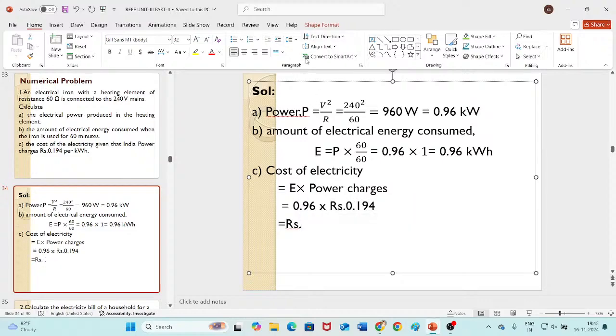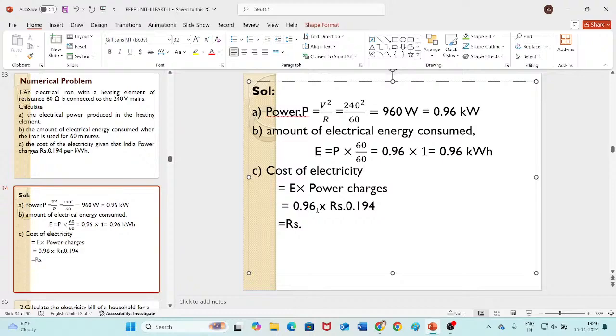So E is equal to P into energy consumed is power into time of operation, which is 60 minutes. So 60 by 60 you will get 1 hour. 0.96 into 1 you will get 0.96 kilowatt hour. Now what is the cost of electricity? Cost of electricity is energy consumed into power charges. Power charges is given in the question, 0.94. So 0.96 is the answer.